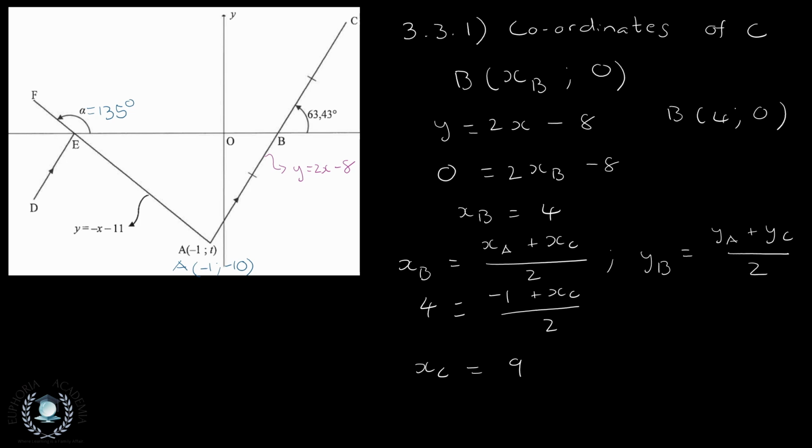Now let's do the y side. Going to substitute, that's going to be 0, ya is minus 10, just going to be added to yc, what we're trying to find. 2 times 0 is 0, and if you add 10, you're going to see that yc is going to be equal to 10. So the coordinates of C are actually (9, 10).